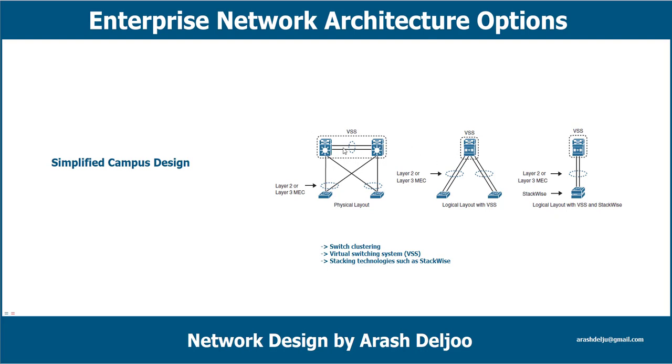And after that, as you can see, now we have 2 links between this access layer switch and this VSS. Because of that, we can use EtherChannel technologies or aggregation technologies. Now we have layer 2 or layer 3 multi-chassis EtherChannel, as you can see here and also here.